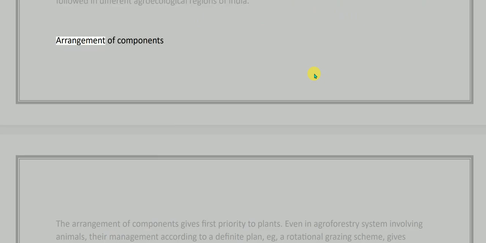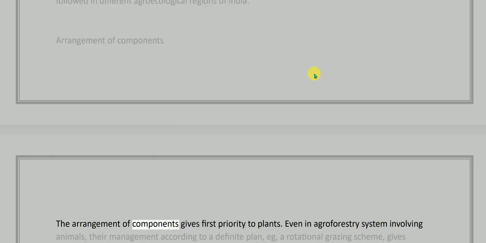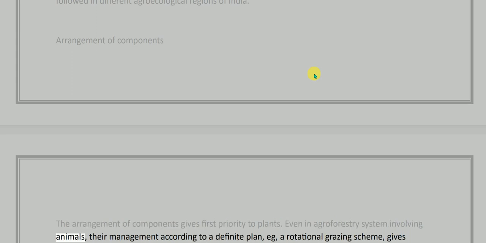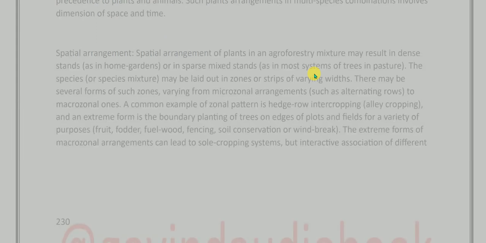Arrangement of components. The arrangement of components gives first priority to plants. Even in agroforestry systems involving animals, their management according to a definite plan, a rotational grazing scheme, gives precedence to plants and animals. Such plant arrangements in multi-species combinations involve dimension of space and time. Spatial arrangement of plants in an agroforestry mixture may result in dense stands, as in home gardens, or in sparse mixed stands, as in most systems of trees in pasture.